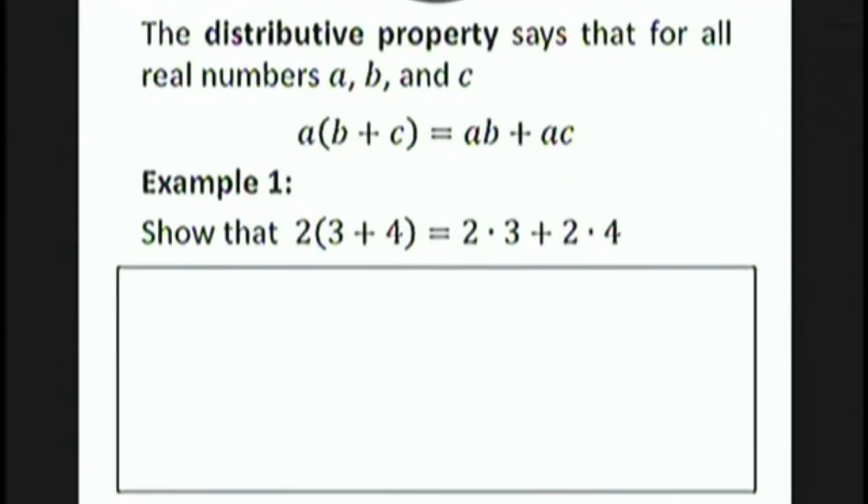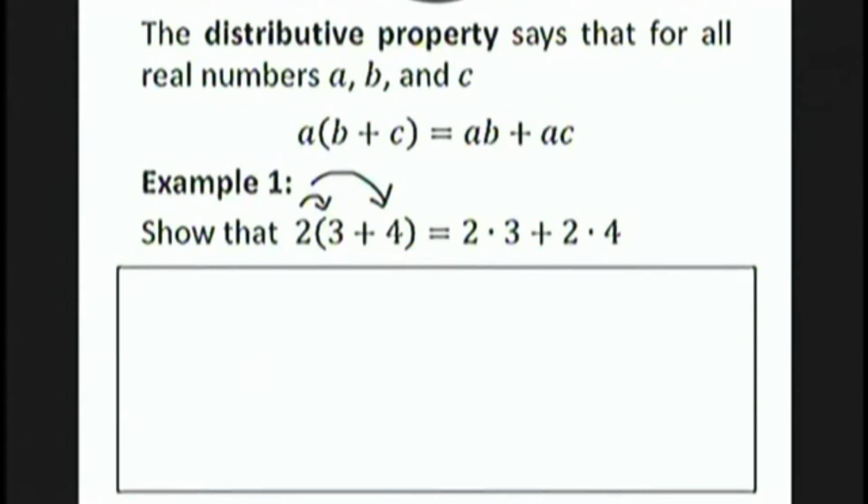The distributive property says that for all real numbers a, b, and c, a times (b plus c) is equal to a times b plus a times c. Let's look at a simple example illustrating this property. We're going to show that 2 times (3 plus 4) is equal to 2 times 3 plus 2 times 4. Notice how the 2 is being distributed to the 3 and the 4.